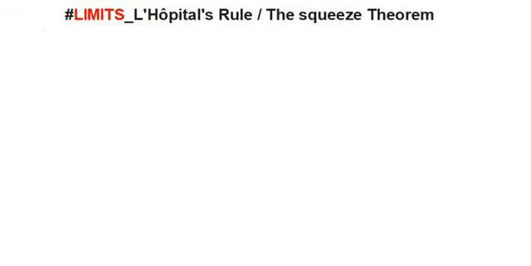Let's say you have the limit as x approaches 0 of x sine 1 over x. I want to try to find that limit. If I place a 0 here, it won't work out. Even if we place a 0 there, it also won't work out. So what do we do?